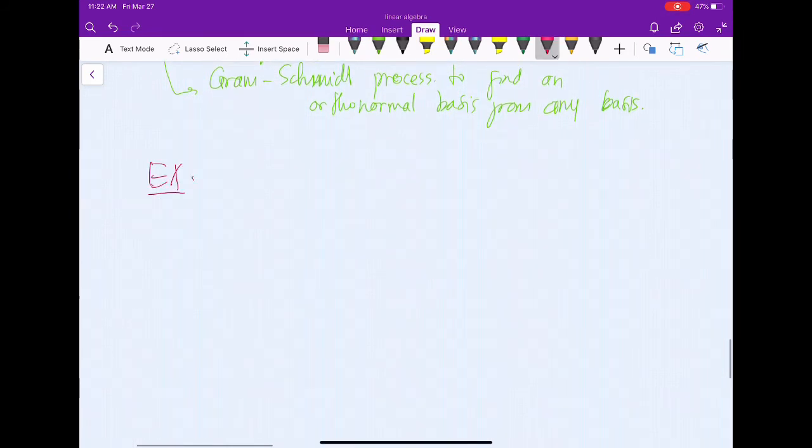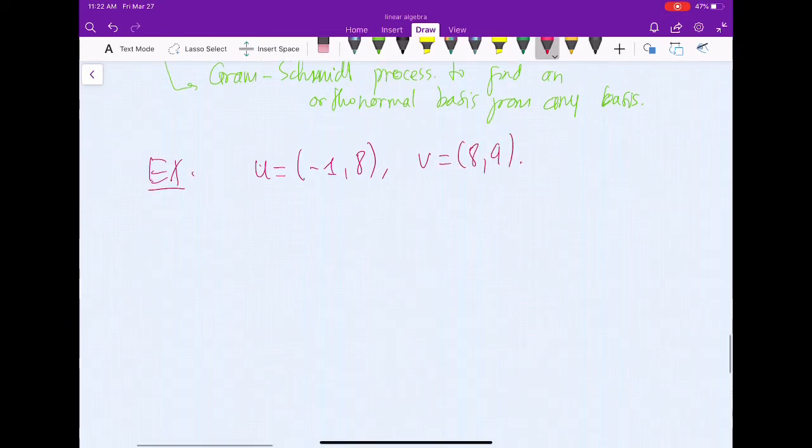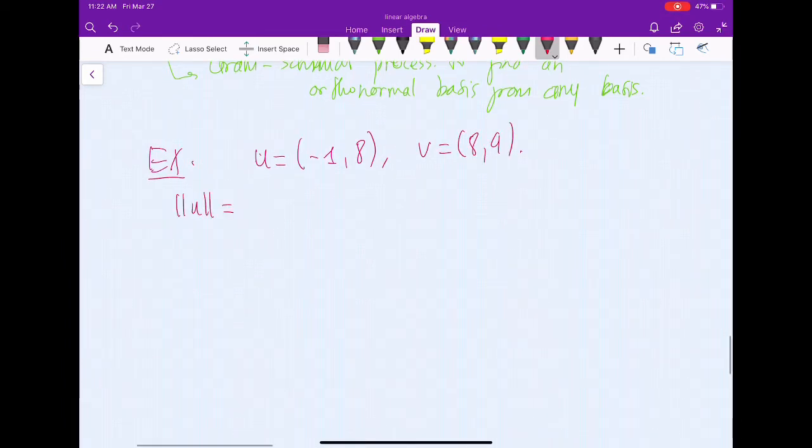It's just very basic. You have two vectors: U is (-1, 8), and V is (8, 9). They ask you to find the norm of U. Pretty simple. That is (-1) squared plus 8 squared, and then apply the square root, which is the square root of 65. Now in this case, the inner product space is the dot product. If we don't say anything special about the inner product space in Rn, that is just the dot product.